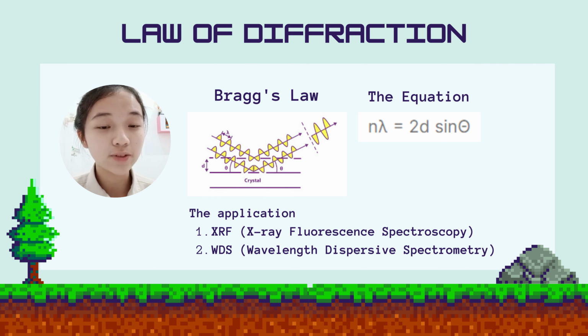It happens when an X-ray touches the surface, it will form an electromagnetic radiation wave. Then it will radiate another new wave with the same angle. This will only happen when the wavelength is proportional to the distance of the atoms in the surface. The application of Bragg's law can be seen in XRF and WDS. Here I also include the equation of Bragg's law.